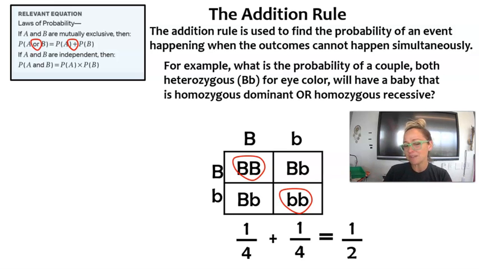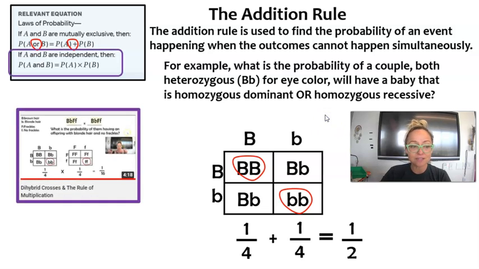Now, if the question was something like, what is the probability of the offspring being homozygous dominant and having freckles? Those are two different traits happening together simultaneously. That is where you're going to use the rule of multiplication. I already have a short 4-minute video made with multiple examples on the rule of multiplication that I highly recommend you watch next. That one is going to save you lots of time when dealing with two traits happening together.